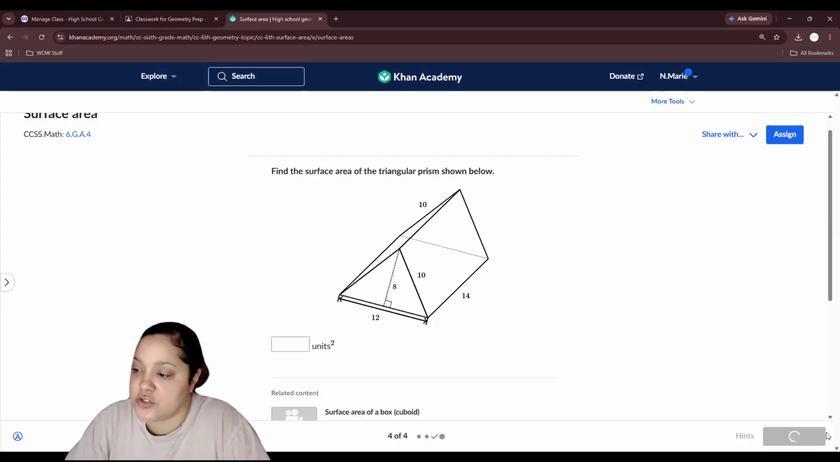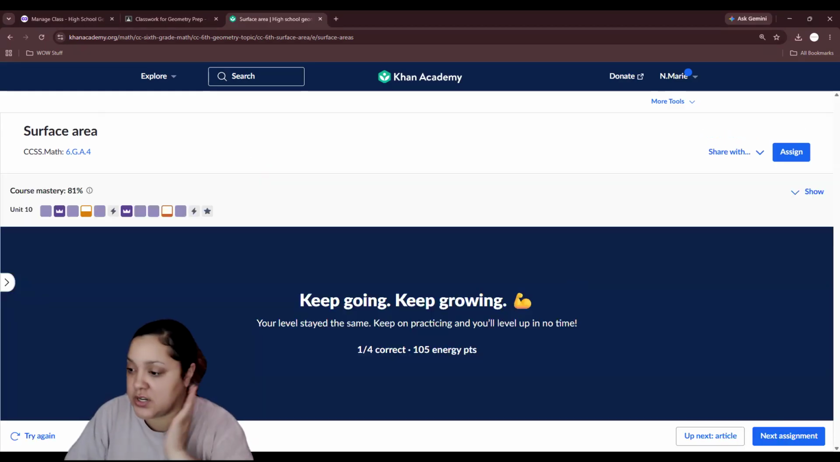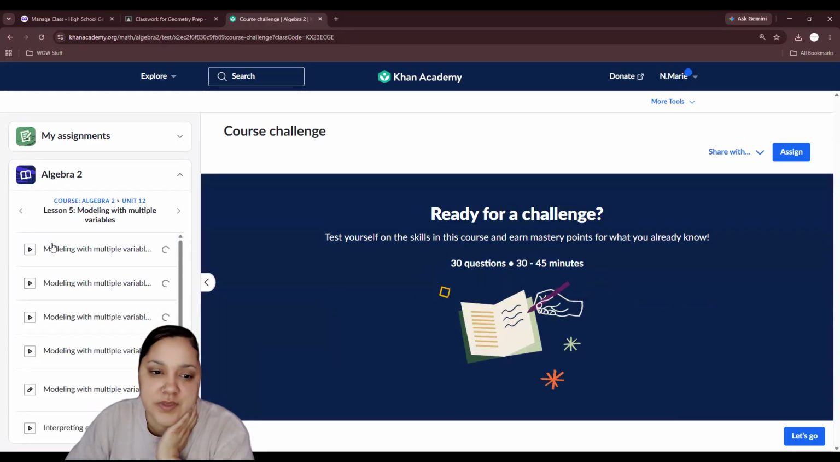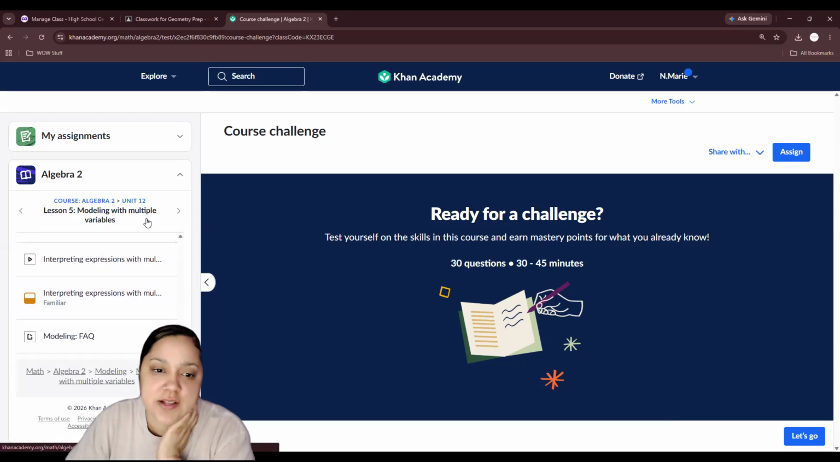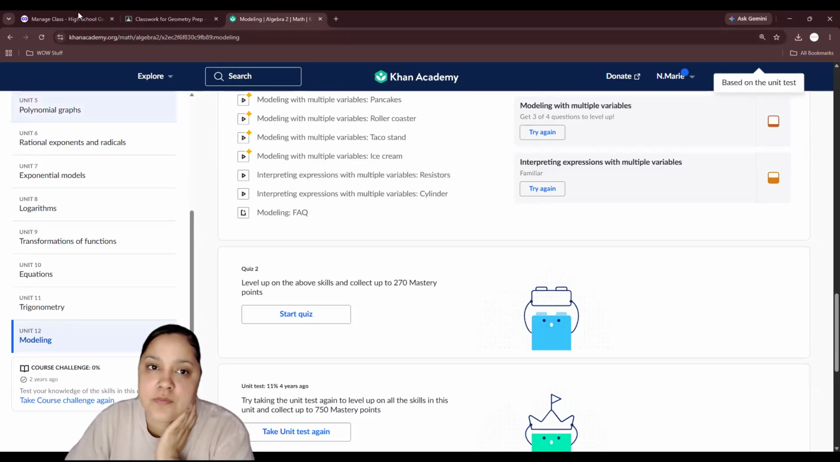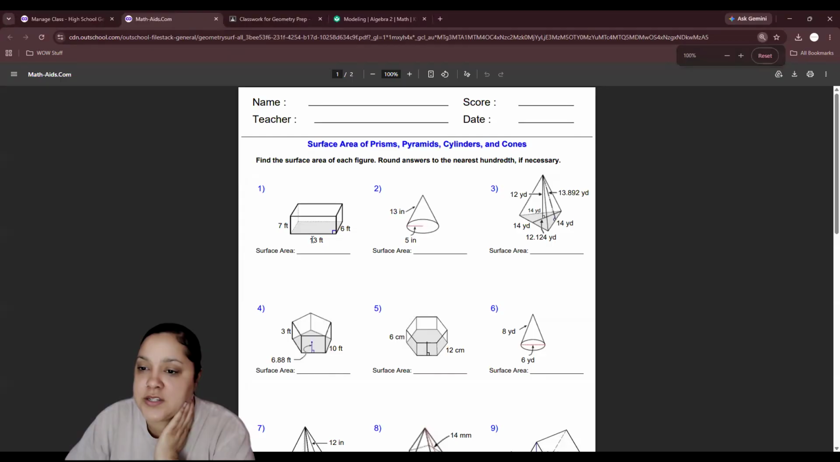All right, let's find another shape. These triangular prisms can be a little trickier. And some shapes are more challenging than others. I did upload some worksheets here that you can practice.